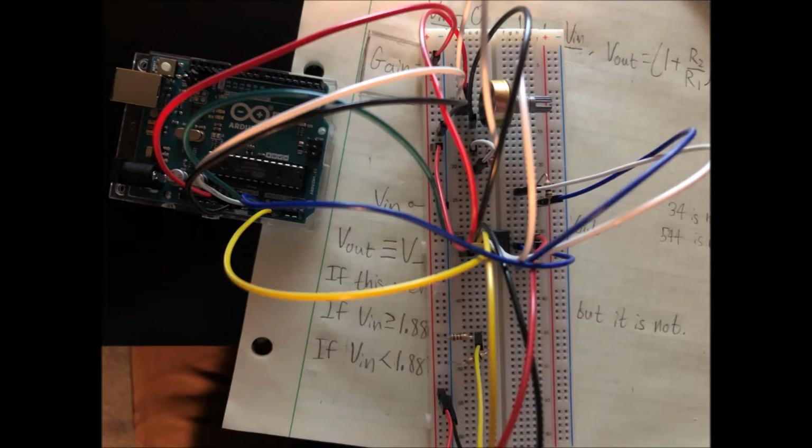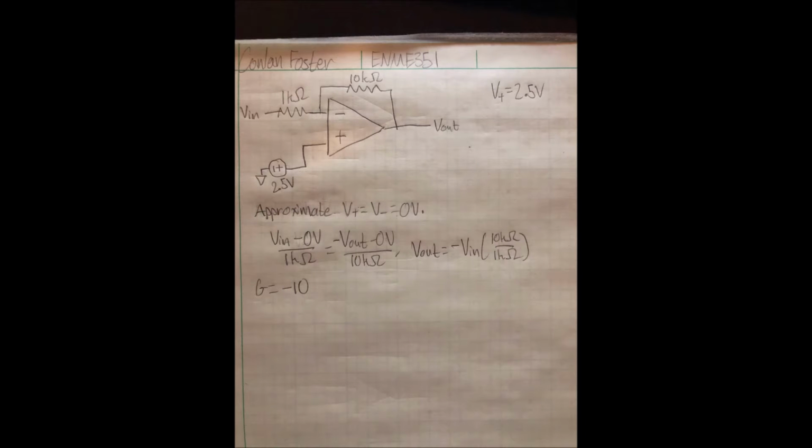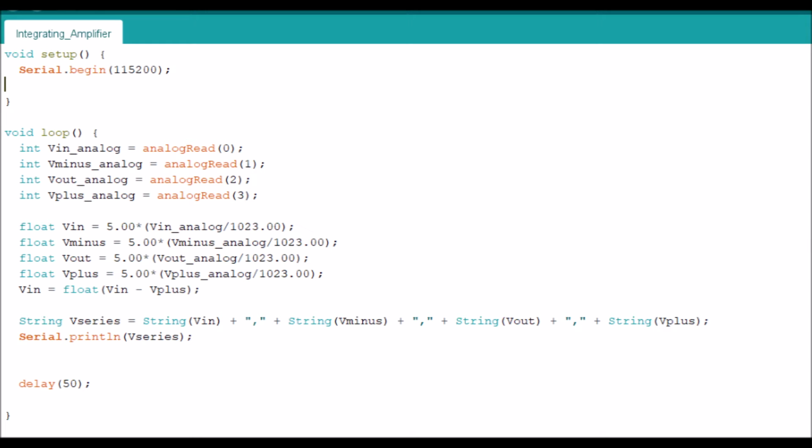The inverting amplifier follows, with its unique ground state and series of resistors. When this unique ground state is approximated to zero, then the gain for the given resistances is equivalent to -10. In my Arduino code, I have added a string for the voltage at the non-inverting input.